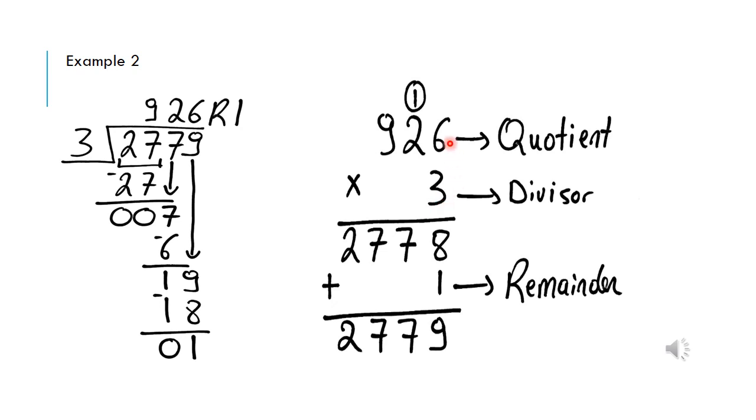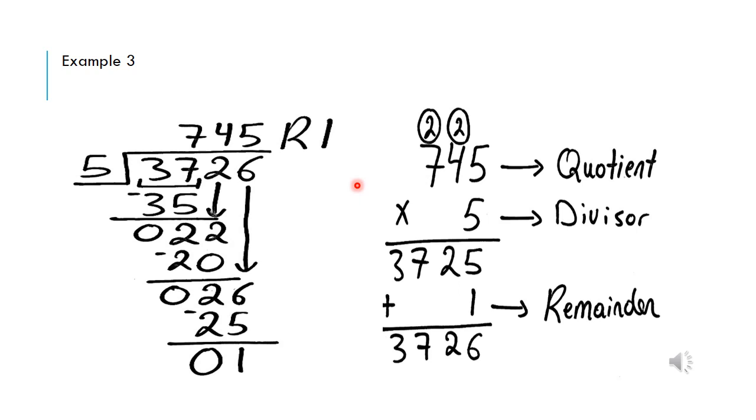3 times 6 is 18. I put the 8 down, the 1 over the 2. 3 times 2 is 6 plus 1, it's 7. And 3 times 9 is 27. Now I have to add the remainder. The remainder is 1, so I have to add 1 to the obtained answer. So 2778 plus 1 is equal to 2779. The final answer is equal to the dividend, so we solved correctly.